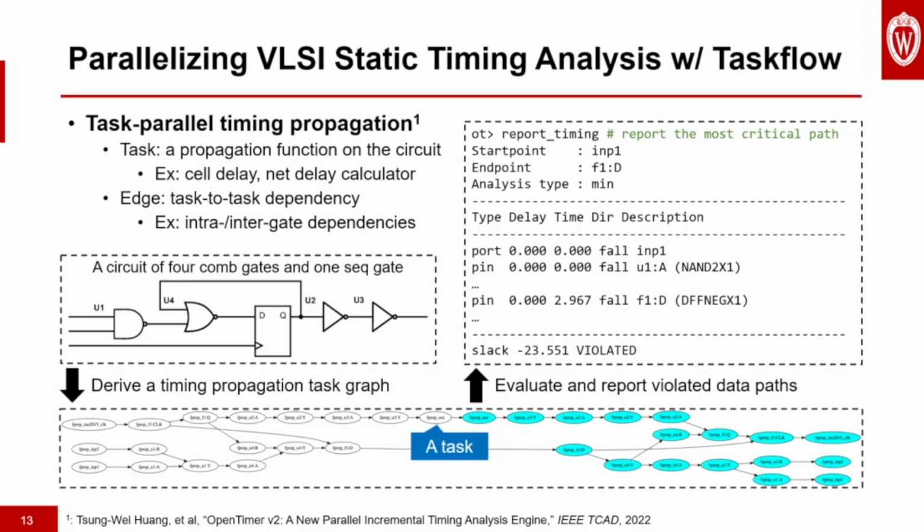For the given circuit, we use our system Taskflow to derive a timing propagation task graph, where each task represents a particular timing propagation function, and the edge represents task-to-task dependency. Then, we run the Taskflow to evaluate and report violated timing paths in parallel. We have actually implemented this task parallel propagation in an open source project called OpenTimer, or V2.